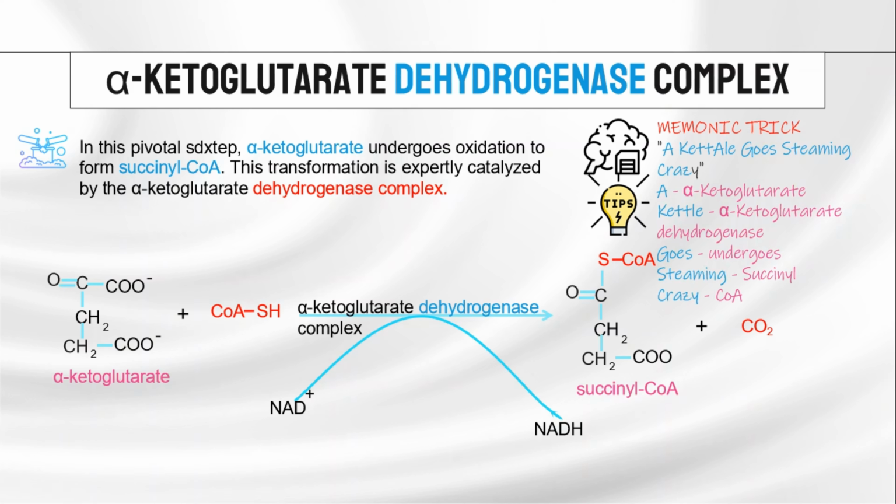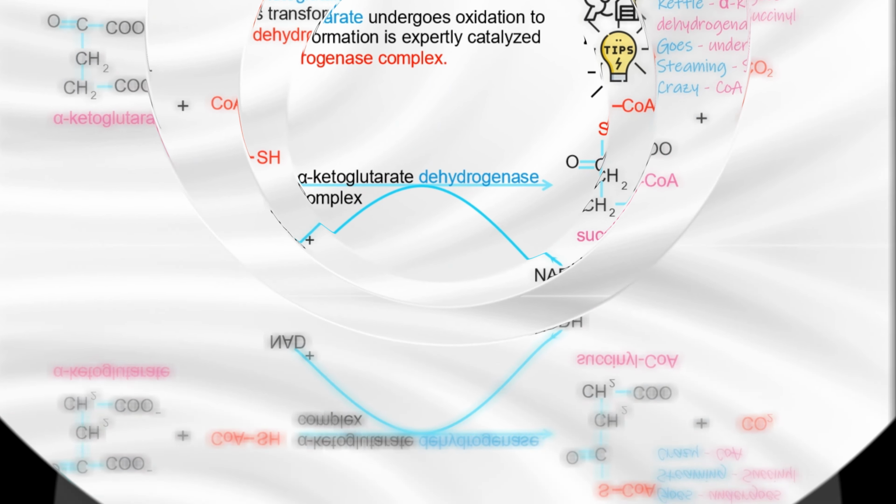With succinyl-CoA formed and NADH produced, the citric acid cycle is ready to proceed to its next transformative stage. Stay tuned as we continue to explore the intricate steps that power our cells.